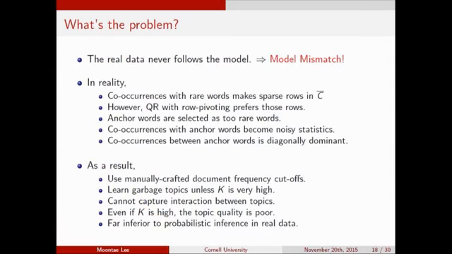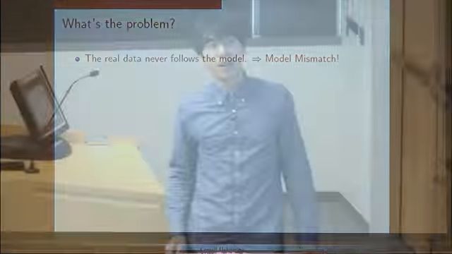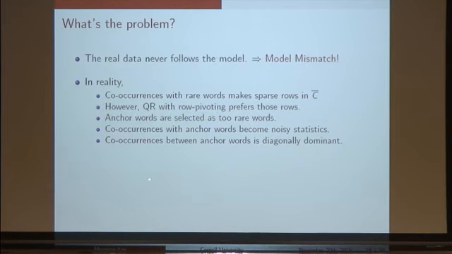So what's the problem then? This always happens in machine learning: the real data never follows the model. In reality, the co-occurrences with rare words make sparse rows. If there's a very rare word that happens one or two times through the document, the co-occurrence with that word is extremely rare, which makes a sparse row.